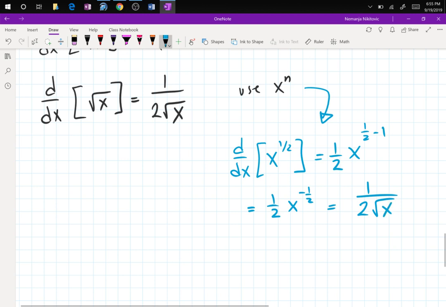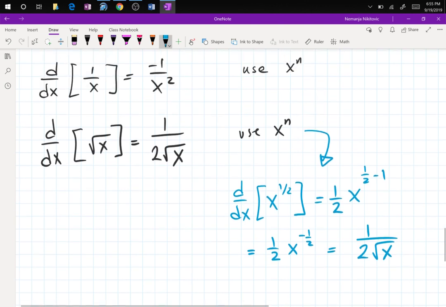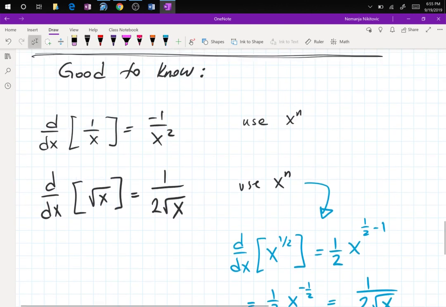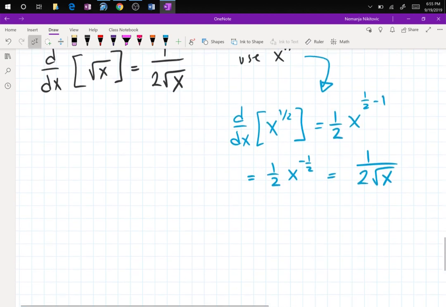Right? The negative exponent kicks the base into the denominator, and then the 1/2 exponent is square root, so all of this works out together. So these are good to know formulas. You see that you can obtain them from the other rules, but it's nicer if we are quicker with them.